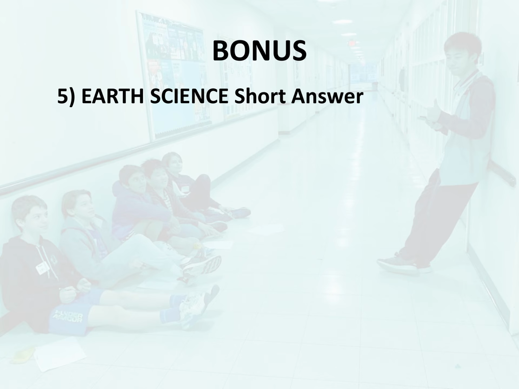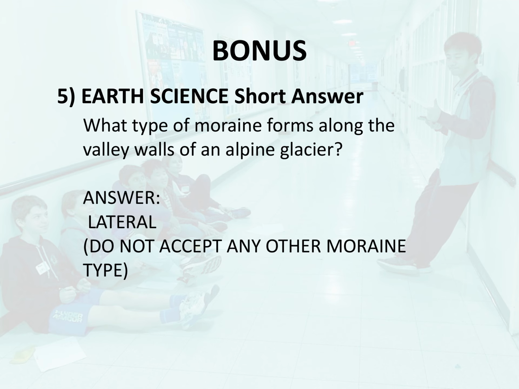Bonus 5. Earth science. Short answer. What type of moraine forms along the valley walls of an alpine glacier? Answer. Lateral. Do not accept any other moraine type.